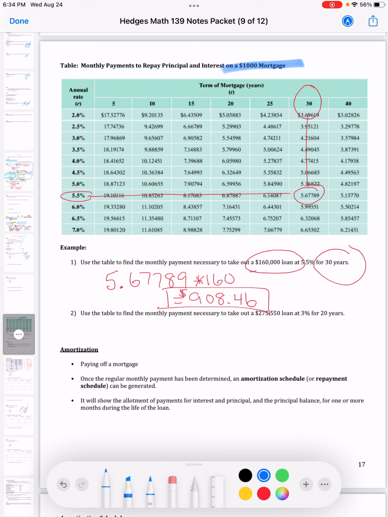Right. Coming back from the pause, I know it might have been a little tricky to think about what you're multiplying on this one, but I think we'll get through it. Let's see, I'm at 3% for 20 years. So I'm going to grab my number from the chart. I'm going to multiply, it's 275,000. Remember, they were in thousands.